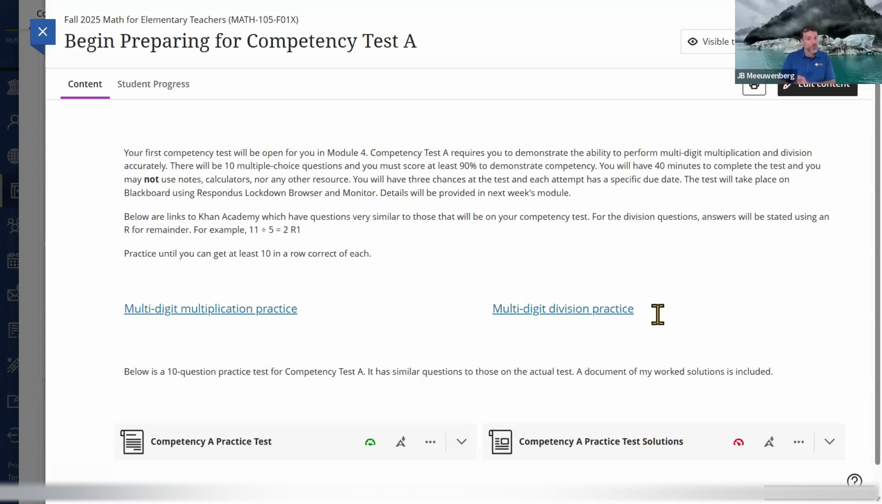Again, your test will be 10 questions. You'll have to get 9 of them right. So just practice, practice, practice on these until you consistently get 10 correct in a row for both. And again, you don't have to do that this week. I just want to provide that to you now so you can start preparing for next week. And I'll have a lot more information about that competency test once we get into Module 4.